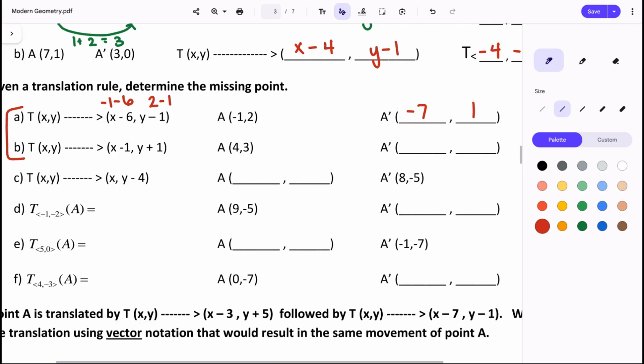Yeah. You're just plugging it in. So if you guys do the same thing with letter B, what do you get for an answer? Keegan? 3 and 4. Good. 3 and 4. Because you're going to take 4 minus 1 and 3 plus 1. You're just plugging those points in. They're giving you the original point. That's your input point, so that's why we're plugging it into our rule to get our answer here. What's different about letter C?